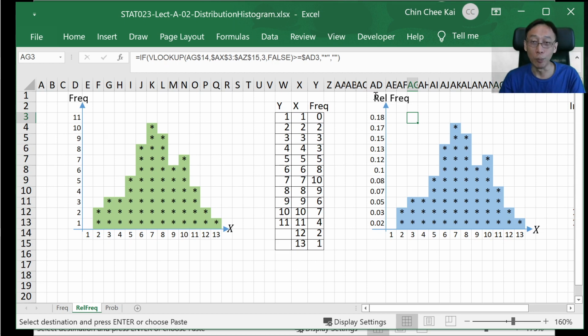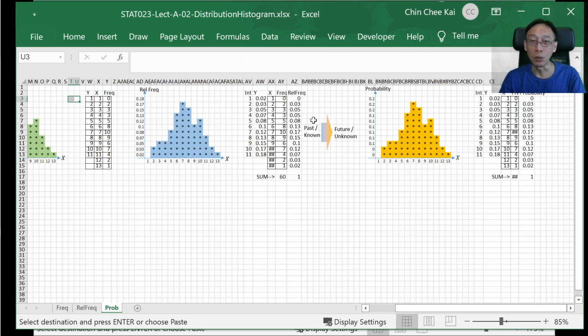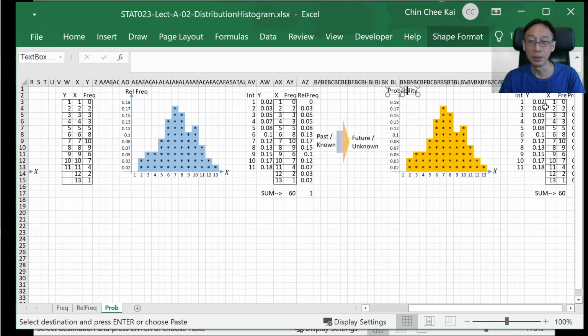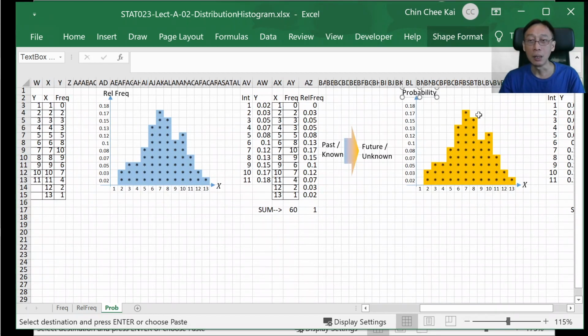And finally, by changing the label alone, how we call the y-axis, in one fell swoop, we went from past and known to future and unknown by simply calling it the probability of events. So everything is the same, shape is the same, height is the same. Instead of calling it frequency, we change to relative frequency and rescale the y-axis. Those are still in the past, still in the known. Change the label, call it probability, then it can be used for the future, for the unknowns.